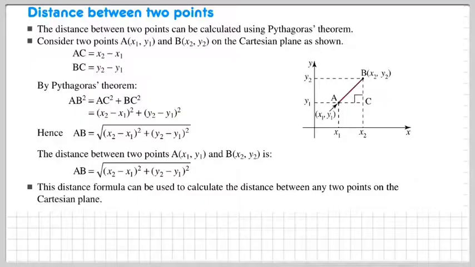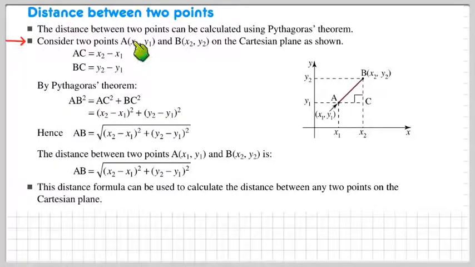Okay, so let's go. Actually, it's all about dear old Pythagoras, who's really made a name for himself, didn't he, in maths? So that's what we do. And I will show you. The distance between 2 points can be calculated using Pythagoras' theorem. Yes, it can. So we consider 2 points.